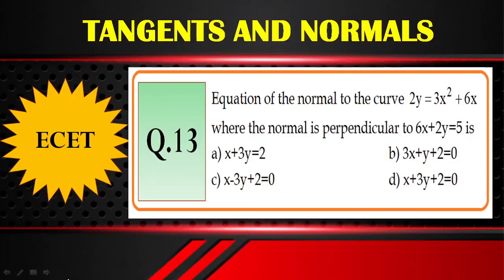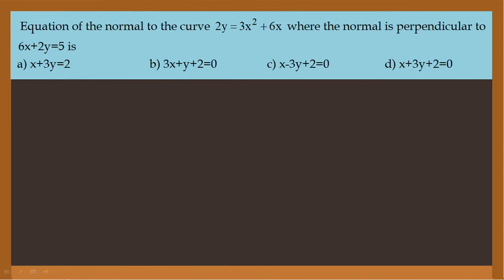Dear students, see the question number 13. Read the question and write it. The question is, equation of the normal to the curve 2y = 3x square + 6x, where the normal is perpendicular to 6x + 2y = 5 is, options are x + 3y = 2, 3x + y + 2 = 0, x - 3y + 2 = 0, x + 3y + 2 = 0.